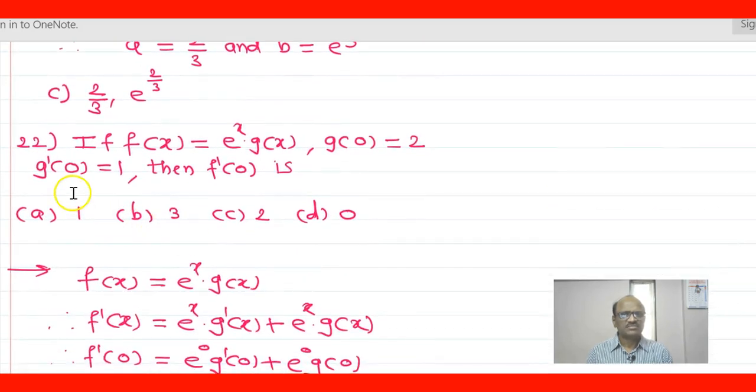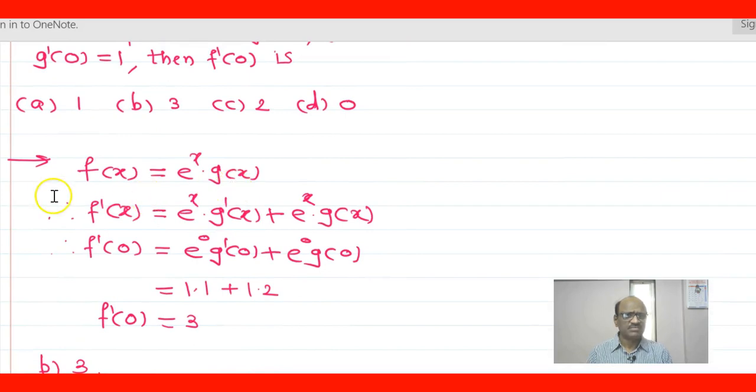Now next question: if f of x is equal to e raised to x into g of x, g of 0 is 2 and g dash of 0 is 1, then find f dash of 0. Now this function is f of x equal to e raised to x into g of x. Differentiate on both sides: f dash of x is equal to, using the product rule, e raised to x g dash of x, that is, first find the derivative of g of x, which is g dash of x, plus the derivative of e raised to x, keeping g of x as it is, that is e raised to x dot g of x.